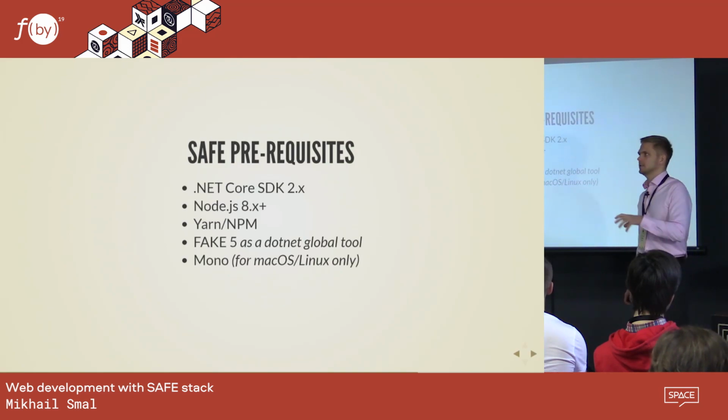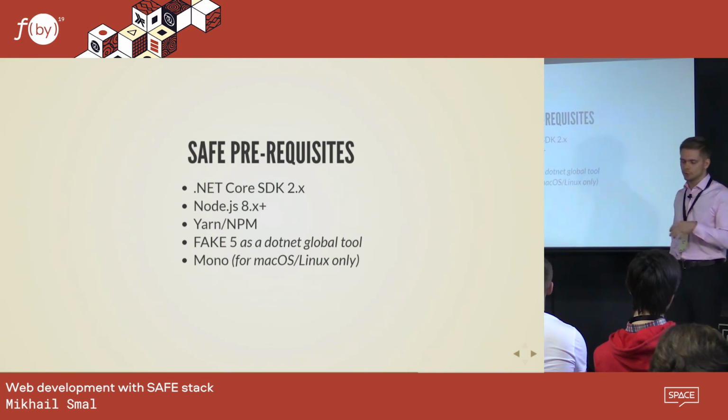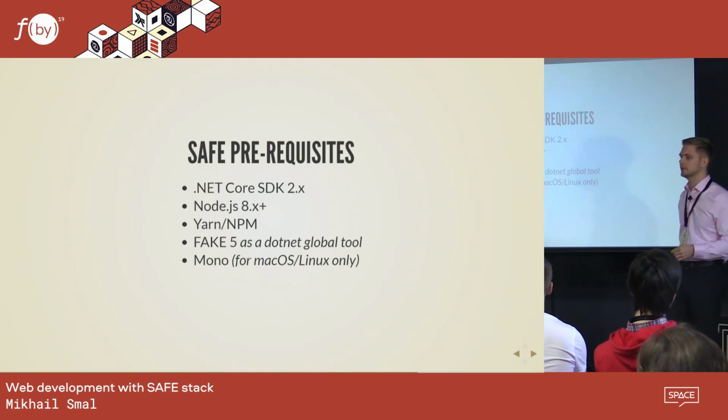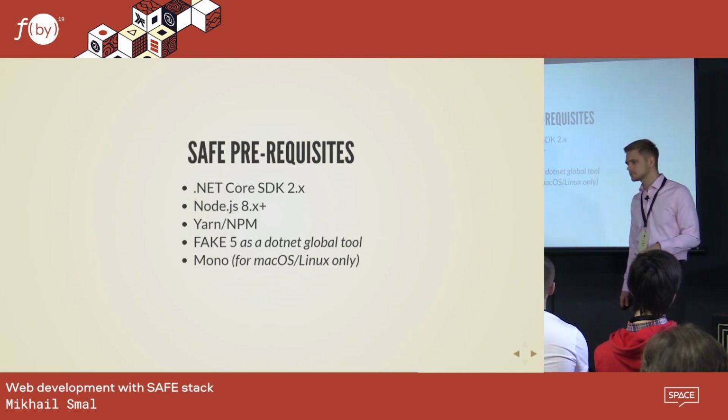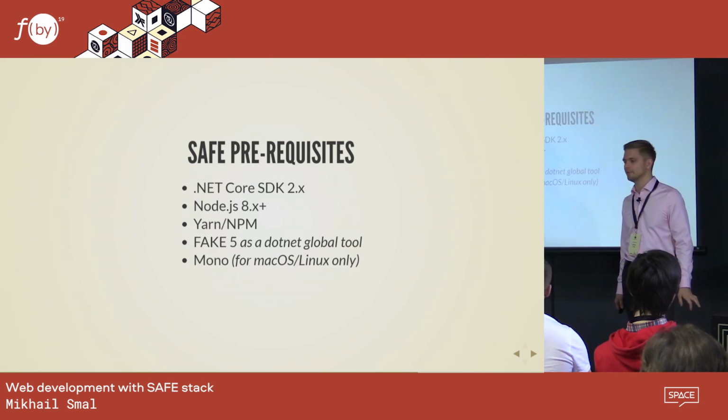SAFE has a template for .NET, so you can just create a new project with one line in the console, and it has several prerequisites. First of all, it's .NET Core, probably the latest version. It catches up pretty quickly, so nowadays it's 2.2, and version 3 is in beta or even in preview.